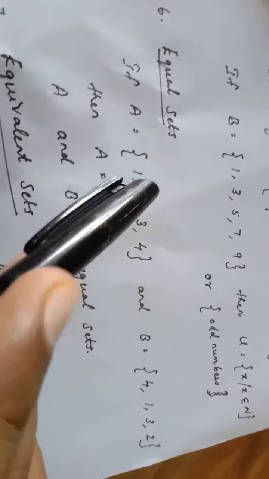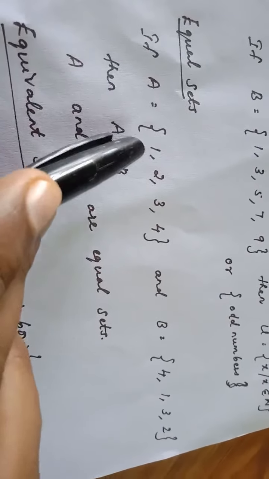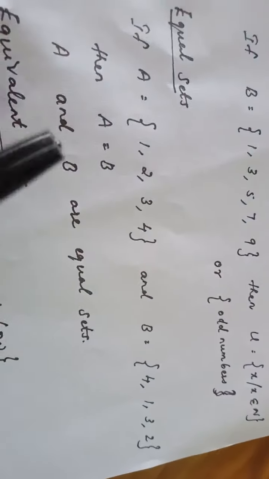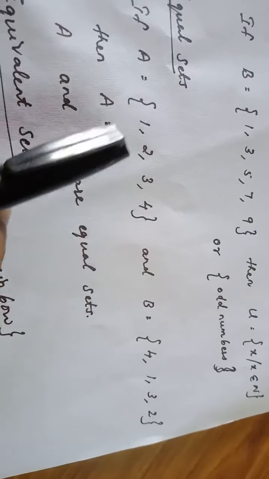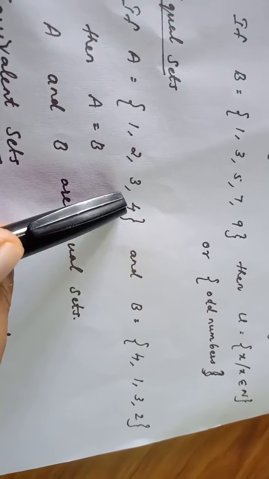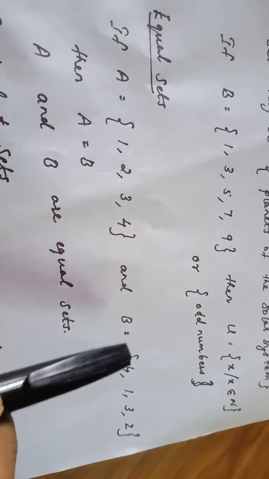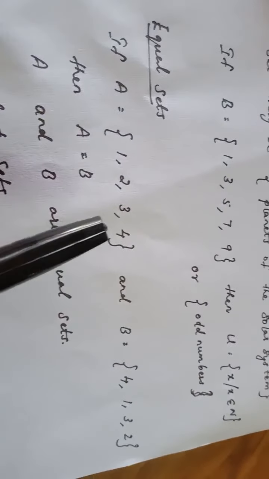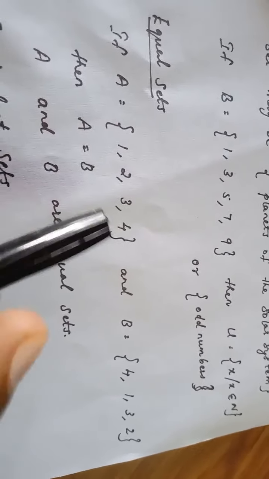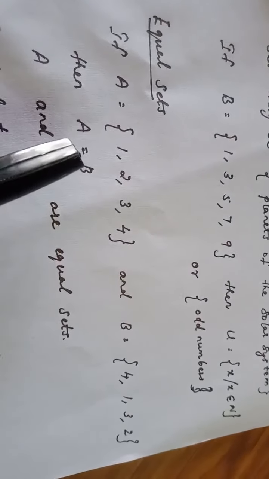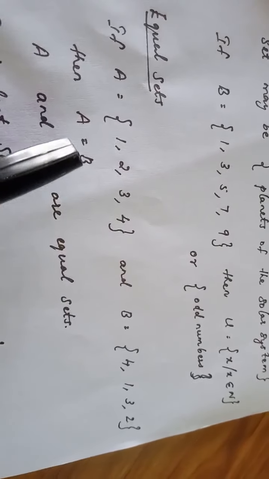Now next we have equal sets. Here consider one example. A is equal to set 1, 2, 3, 4 and B is equal to set 4, 1, 3, 2. Here we can see that in both the sets A and B, all the elements are same. So we can say that two sets A and B are said to be equal if they have same elements, and it is written as A equal to B. So A equal to B, you have to understand that the sets A and B have same elements.